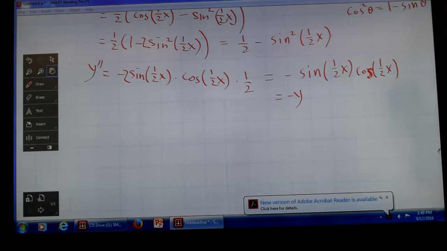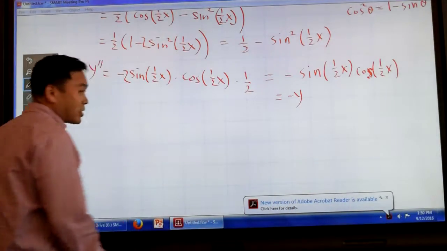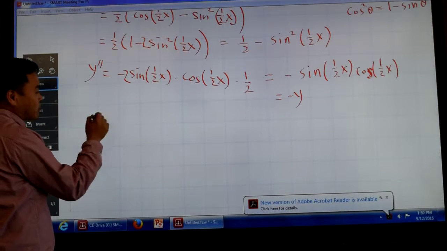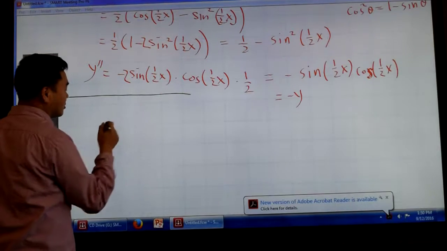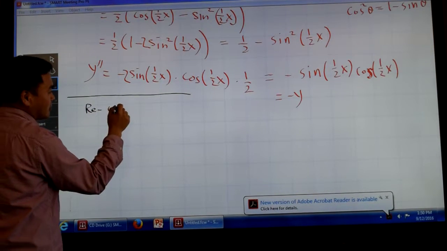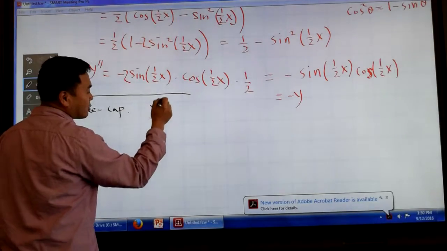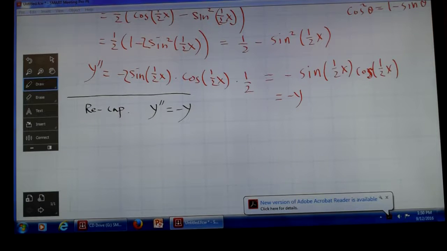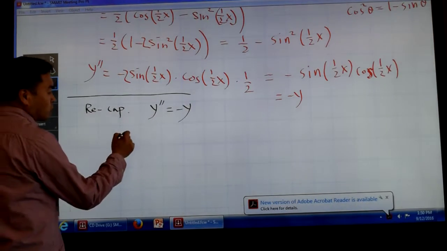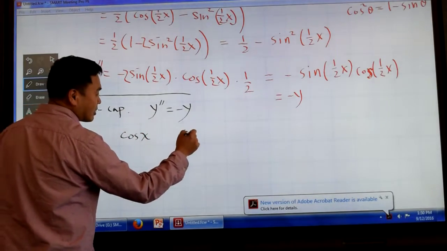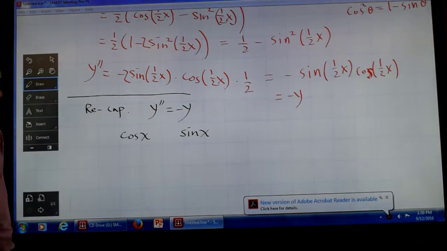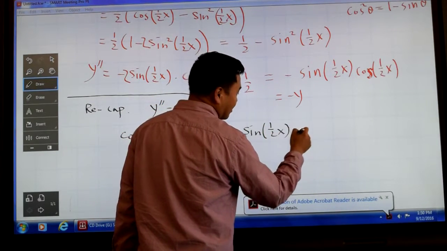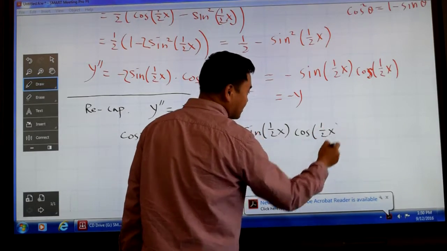And this causes us some dilemma when we try to write down the general function, because look what we have here. Back to our original situation. We originally had, so recap, y double prime equals negative y. So this was the second order differential equation we wanted to solve. And we found two solutions, cosine x, sine x. But then we found the third one, which was sine of 1/2 of x times cosine of 1/2 of x.